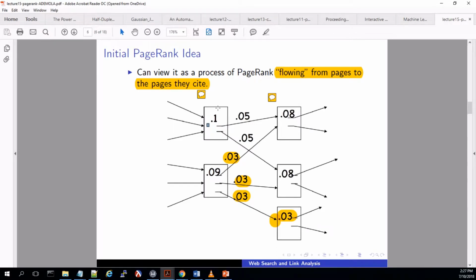A page that is not being pointed to at all is not an authority. So if you have a page that does not have any in-degree arrow, then that page is not an authority, but it could be a hub. A page that is not pointing to any page, that does not have an out-degree, cannot be a hub. It can be an authority, but it cannot be a hub. I hope you understand that.